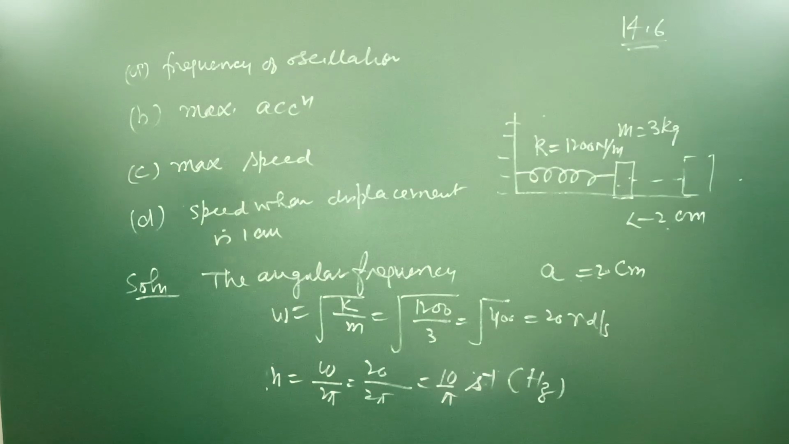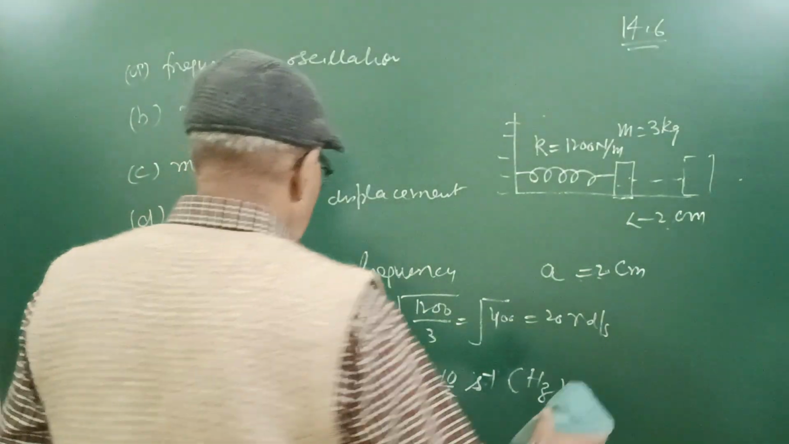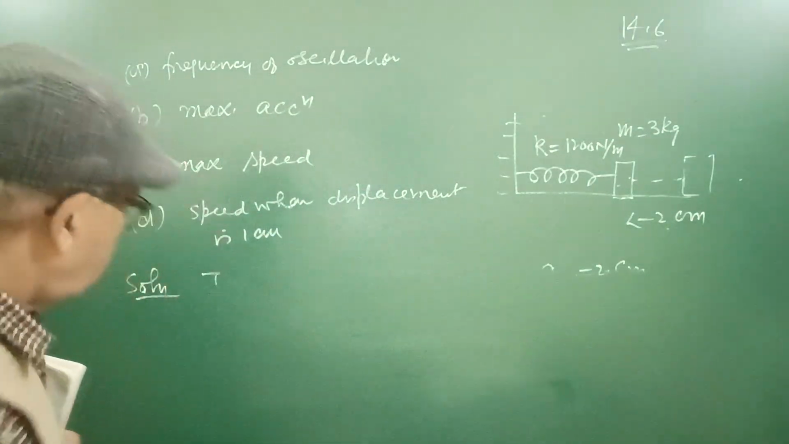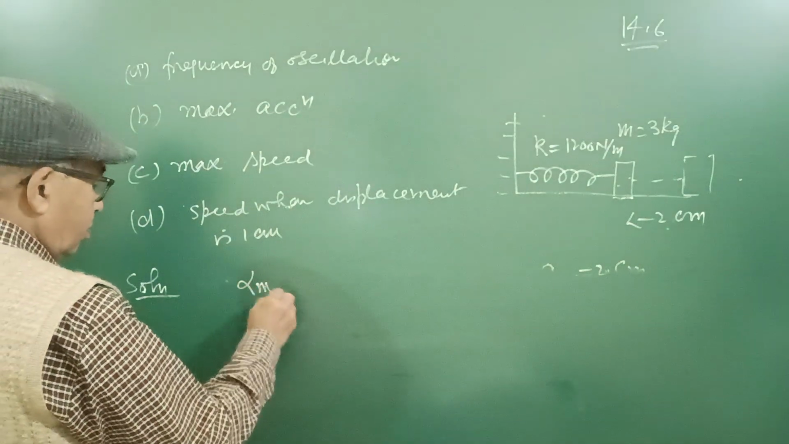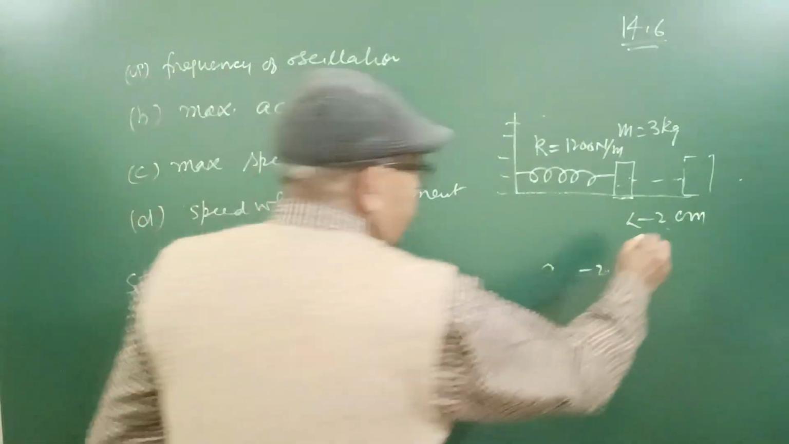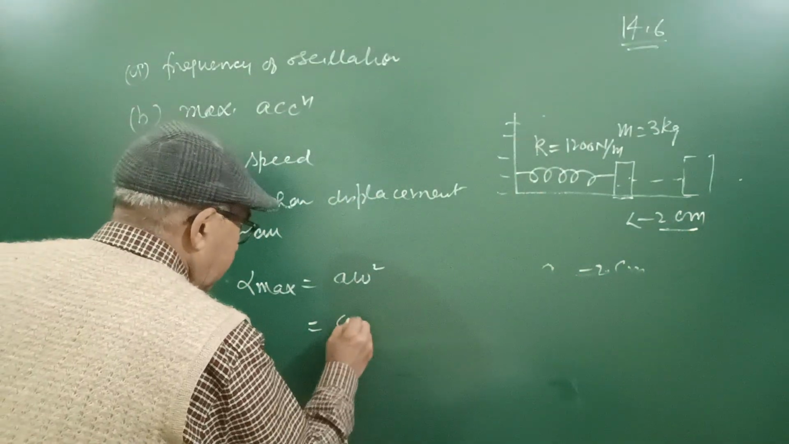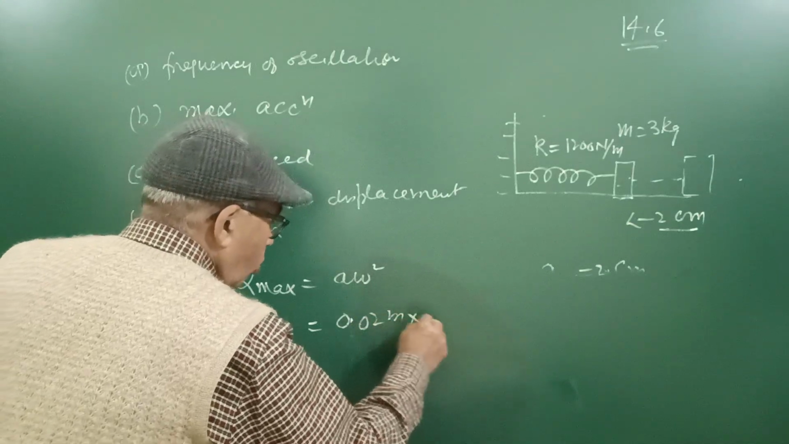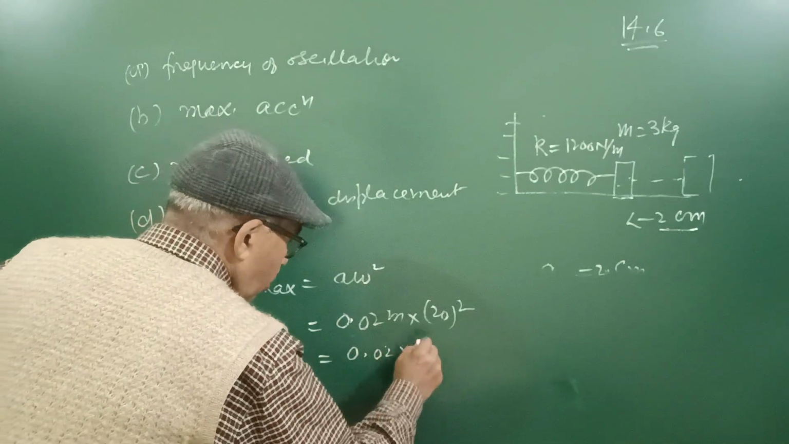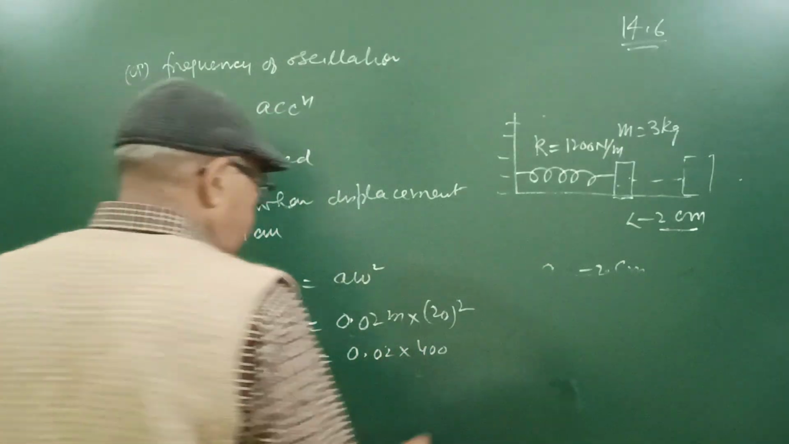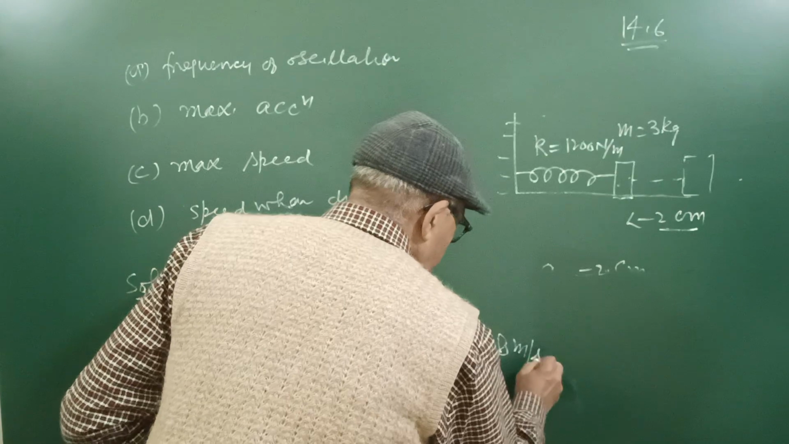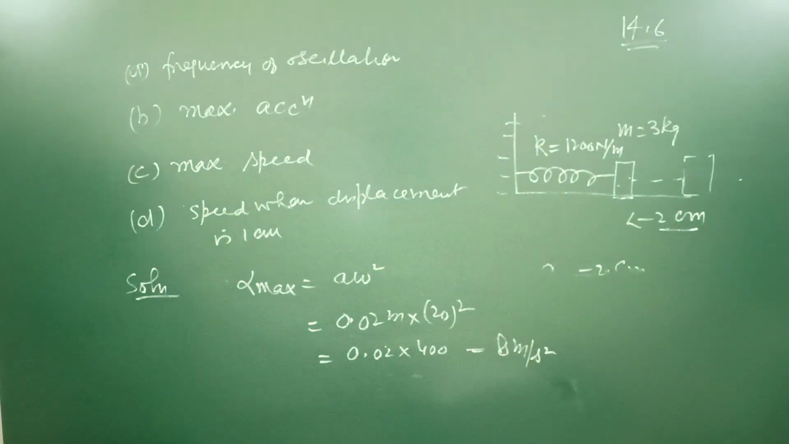Then maximum acceleration: alpha maximum is equal to a omega square. Here a is 2 centimeter, in meters 0.02 meter, omega 20 you have determined, square. 0.02 into 400, so it will be 8 meter per second square, the maximum acceleration.